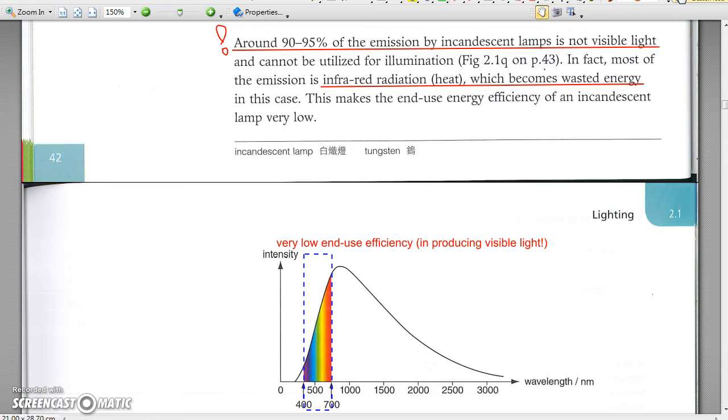Unfortunately, we can see from figure 2.1Q that much of the emission falls into IR range, which is heat radiation, and eventually becomes waste heat. Therefore, the end-use efficiency of filament lamps is much lower than that of CFLs.